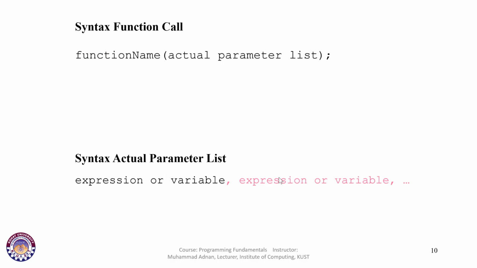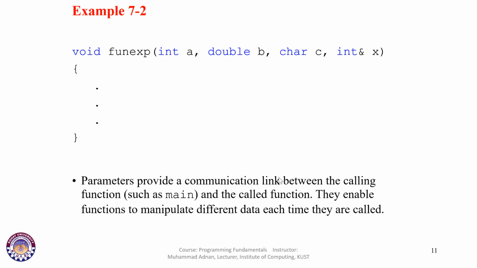So how do we call a function with a parameter list? You write the function name and then the actual parameter list in parentheses. The syntax of the actual parameter list is expression or variable, expression or variable, or whatever you want. So let us see a practical example of how to make a void function with parameters, how to call it and how to write it.